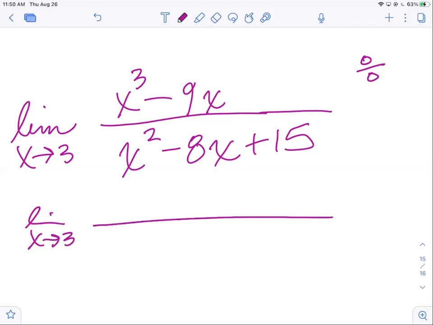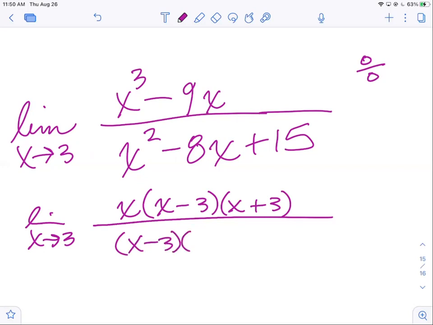The first rule of factoring, though, in the top is to pull out a common factor. So if I pull out an x, I'll be left with x squared minus 9, which, Ella, we know is a difference of squares. And so if you want to go right to x minus 3, x plus 3, that's fantastic. And then on the bottom, we're going to get x minus 3 times, I guess, x minus 5.